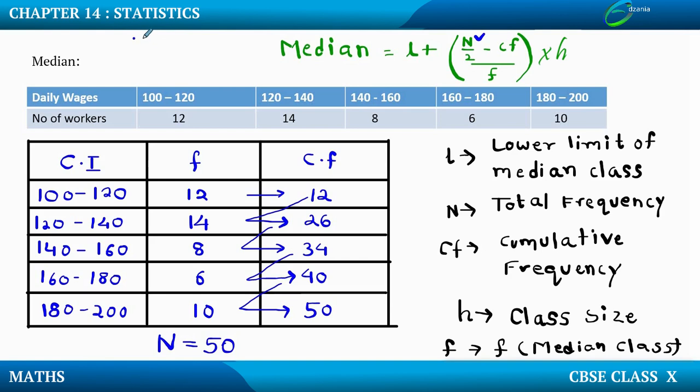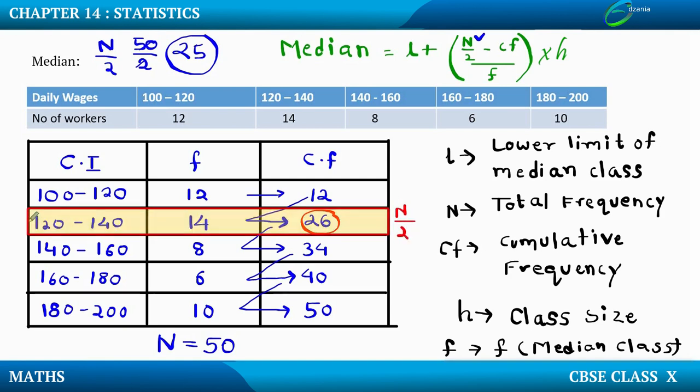Now n by 2 means 50 upon 2. So how much is 50 upon 2? 50 upon 2 is going to give me 25. This is always the first calculation that you are supposed to do. We got 25. Then the procedure is to check the value of n upon 2 in the column of CF. Are we getting 25? No. Then check the value in CF which is just greater than 25. Yes, it is 26. So 26 is the value just greater than 25 when we did n upon 2.